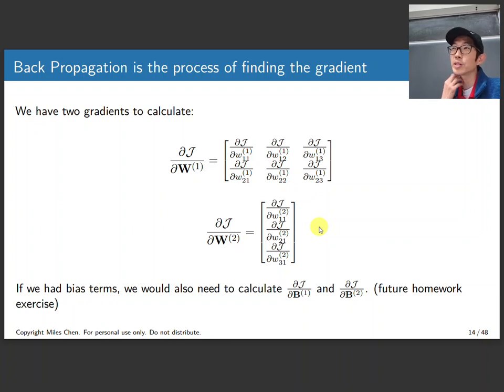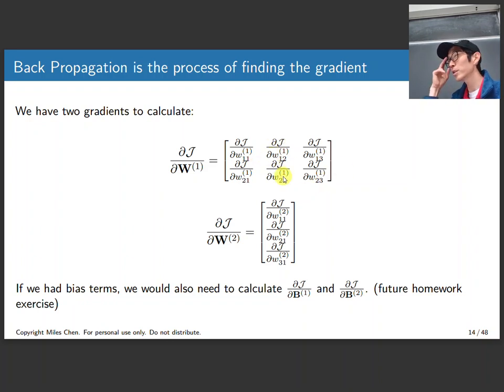One is basically how does the loss function change with respect to changes in W1? How does the loss function change with respect to changes in W2? And this, dJ/dW1, will be a 2x3 matrix, same dimensions as W1, okay? And it will consist of the partial derivatives dJ/dW11, dJ/dW12, and so on and so forth, right?